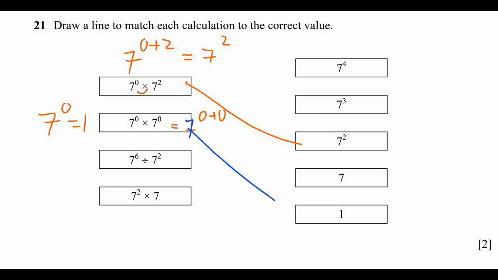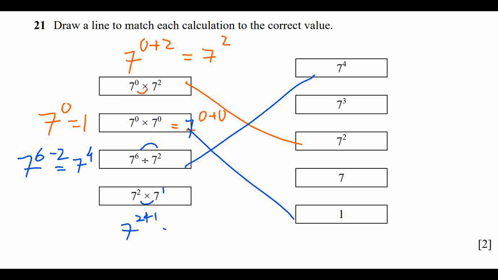And then 7 to the power of 6 divided by 7 to the power of 2, in division, according to the law of indices, you just have to subtract the indices, 6 minus 2. So it's equal to 7 to the power of 4. And we make the line here. Now 7 times 7 to the power of 2 times 7. 7 is equal to 7 to the power of 1. Since this is multiplication, we just have to add the indices, 2 plus 1. So 7 to the power of 2 plus 1 is 3. So it should go to here. 22.